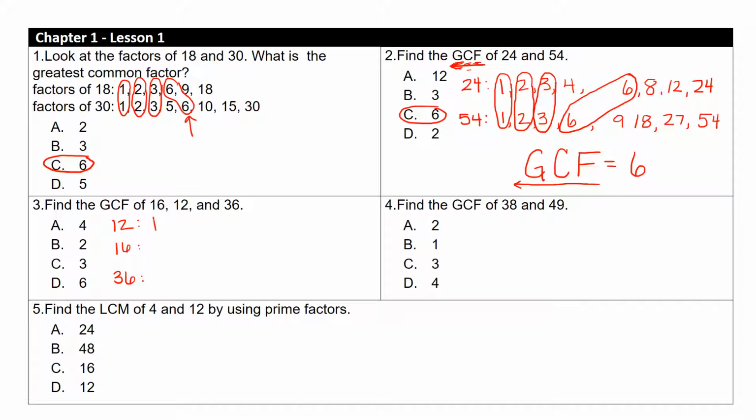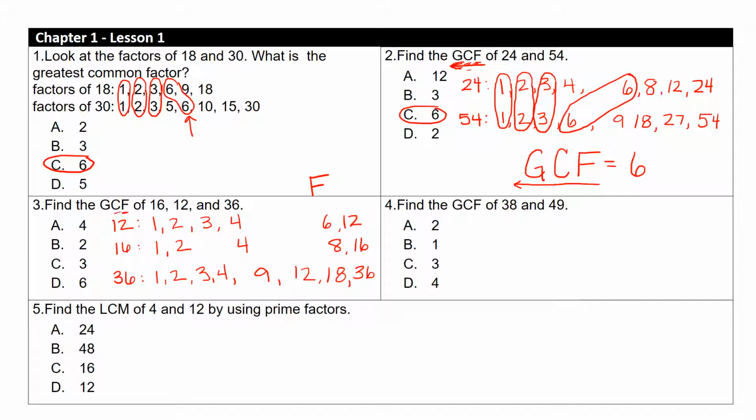For 12, we have 1 times 12, 2 times 6, and 3 times 4. For 16, we have 1 times 16, 2 times 8, and 4 times 4. For 36, we have 1 times 36, 2 times 18, 3 times 12, 4 times 9. So we've just listed all the factors so we can get ourselves an F.